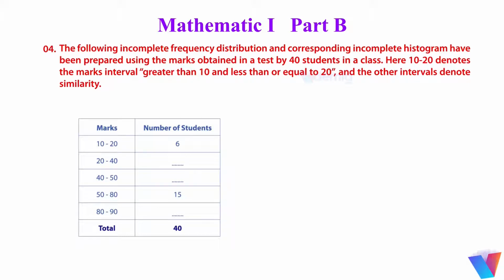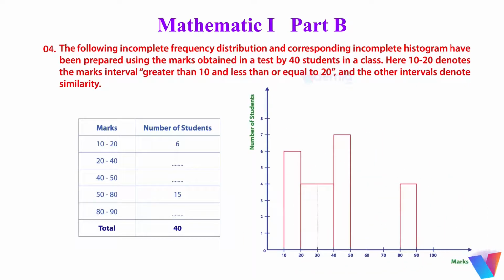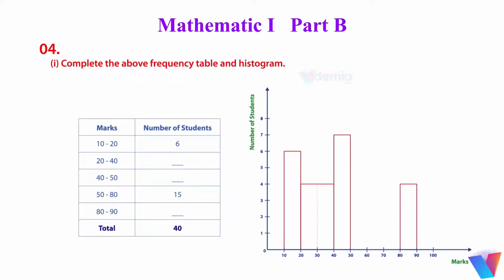But we have some blanks which we need to fill by obtaining data from the histogram. And we have a histogram where we have some space to be filled. So we have to obtain data from this frequency distribution table to fill those. In the frequency distribution table, the first cell is 10 to 20. There are 6 students, and in the histogram also it is denoted as 6.